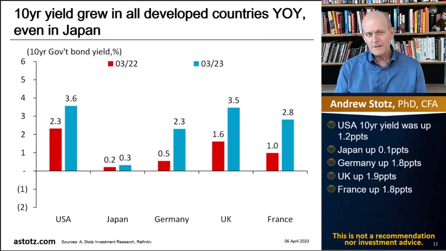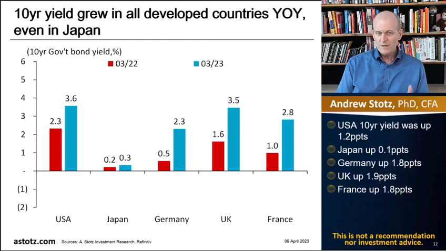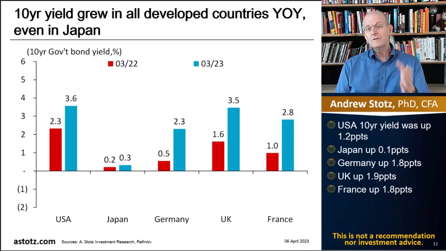Now, let's wrap it up by looking at the 10-year yield, which grew in all developed countries year on year, even in Japan. So the U.S. 10-year yield was up 1.2 percentage points from 2.1% 12 months ago to 3.6% now. Japan was up by 0.1 percentage points, so a tiny amount, and has gone to a 10-year government bond yield at 0.3, crazy low. Germany is up 1.8% from 0.5 up to 2.3.